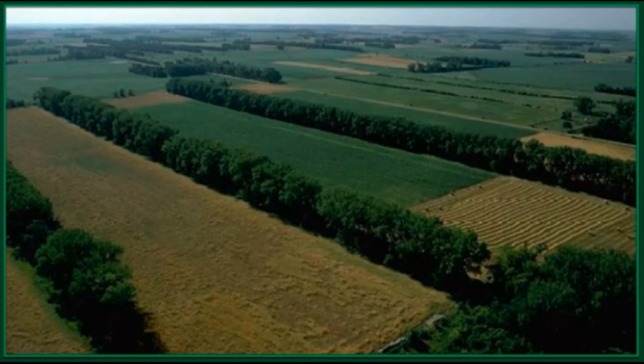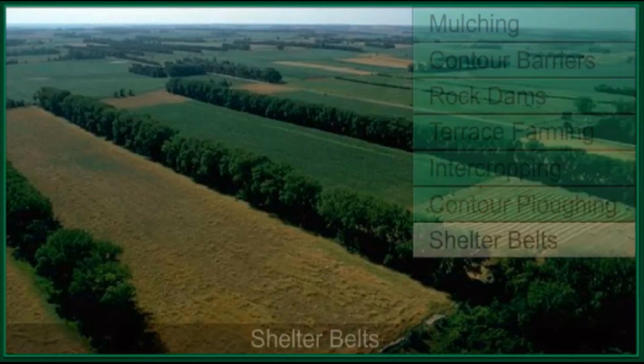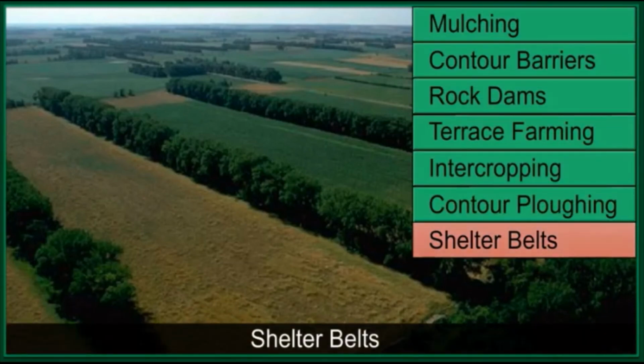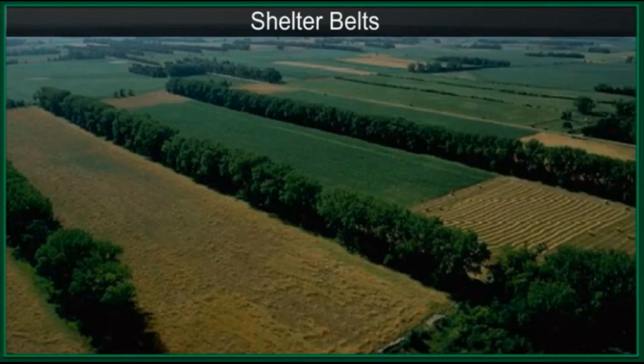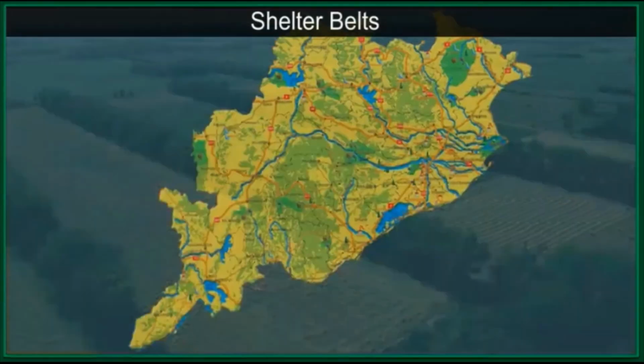In coastal and dry areas, rows of trees are planted to control the movement of wind, thus protecting the soil from being blown away. These rows of trees act as shelter belts. Shelter belts can be seen in areas that are prone to fast winds, like the coastal regions of Orissa in India.